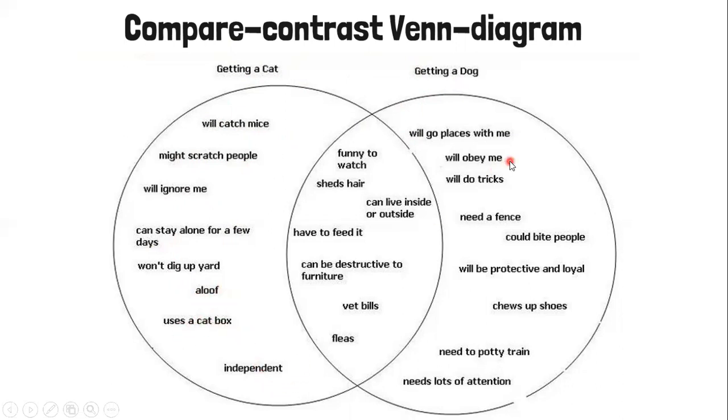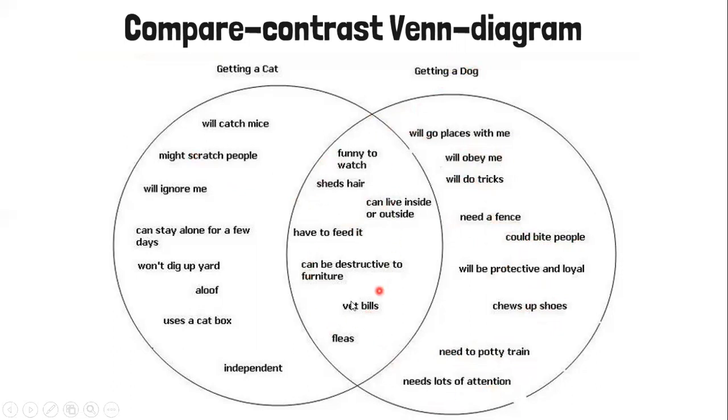However, you're listening to these words, however, in contrast, I'm now trying to show the difference. The dog will go places with me, will obey me, will do tricks. The dog needs a fence, could bite people. So not scratch people, bite people. Would be protective and loyal, chew up the shoes, need to potty train, and needs lots of attention, right?